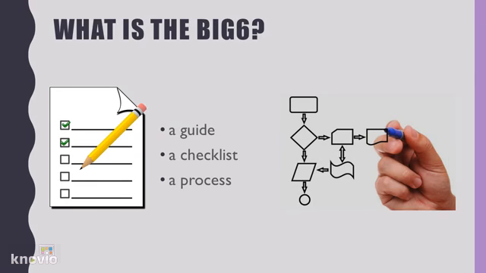So, what is the Big 6 anyway? The Big 6 is a guide to help you approach your research. Research can be very overwhelming, and you may not know where to start. That's where the Big 6 comes in. It could be compared to a to-do list where you mark off each step as it is completed so that you don't forget to do anything important.